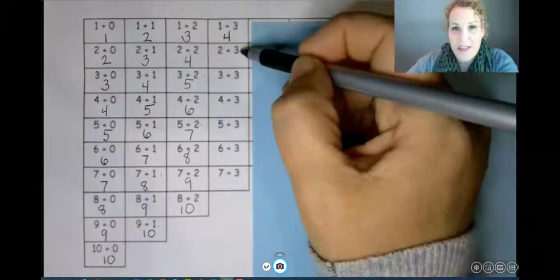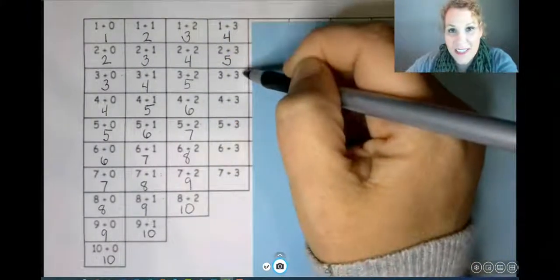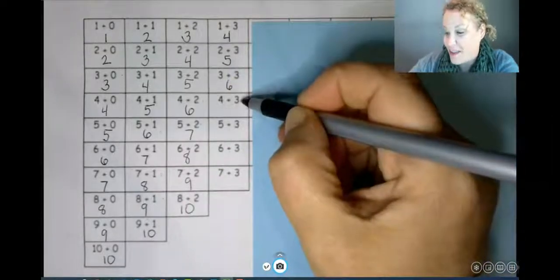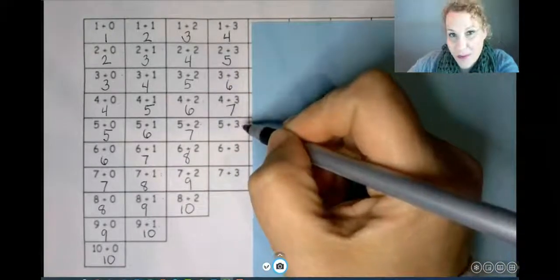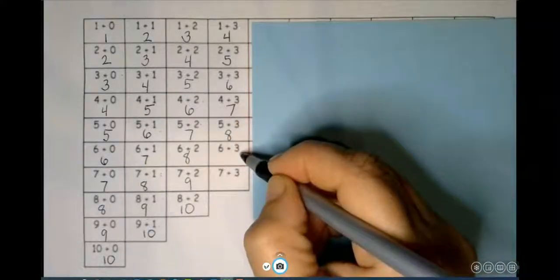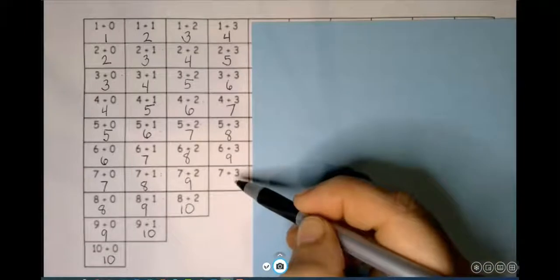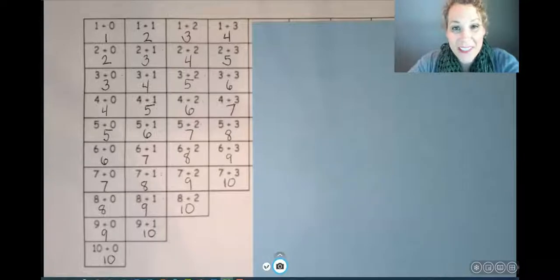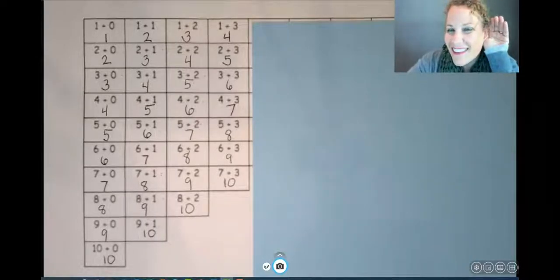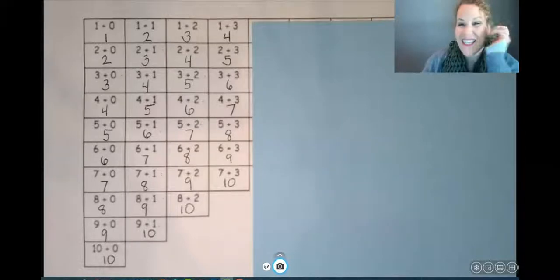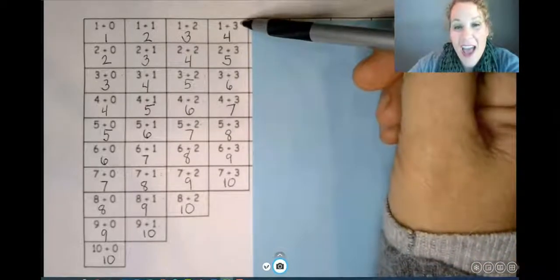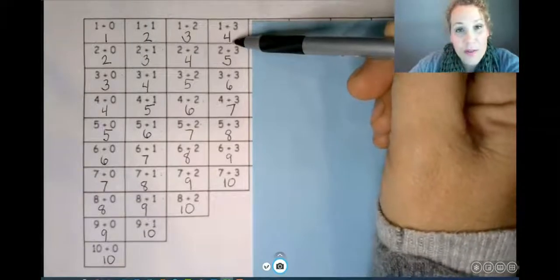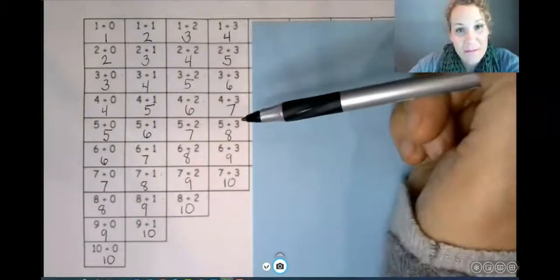4. Push play to continue finding the solutions for this column. Then look for patterns. Hit play when you're ready to come back. What patterns did you notice? Did you notice that when you add 3, the total goes up by 3 from the first addend?